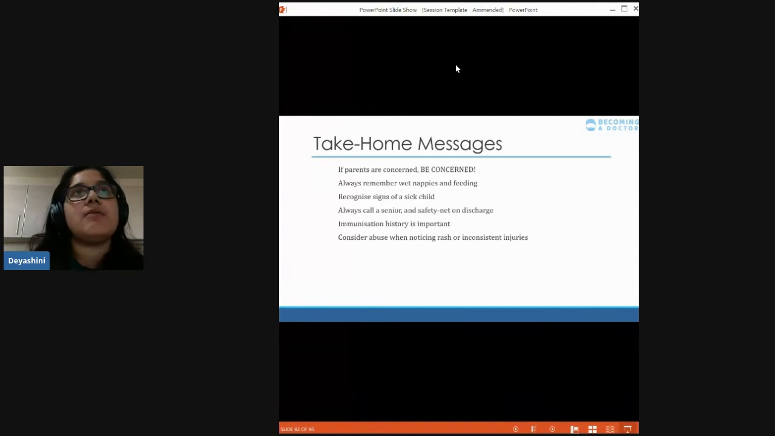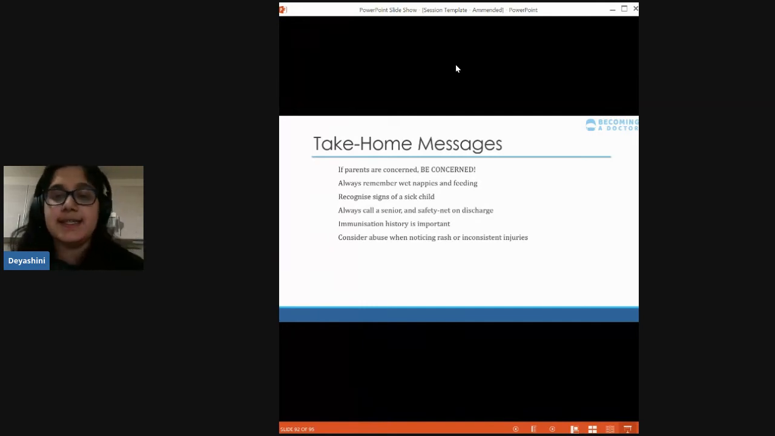So if they've got, say, mild or moderate croup, and you can probably discharge them, you probably want to just make sure they're doing okay. So you can probably call them back into PAU in 2 days' time and assess them. Immunization history, developmental history, they're all important, and consider abuse when noticing a rash or inconsistent injuries.